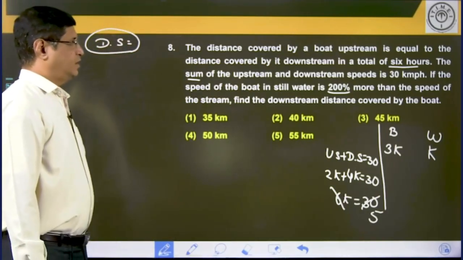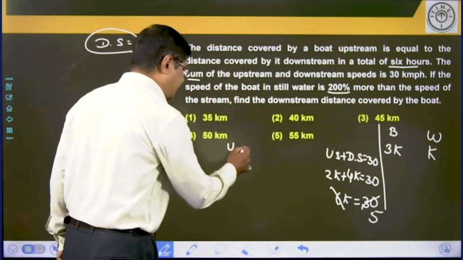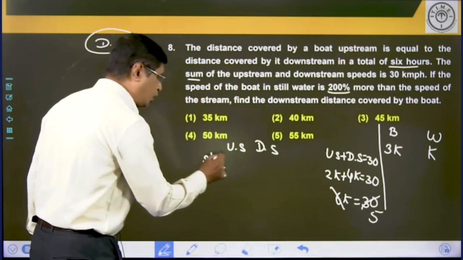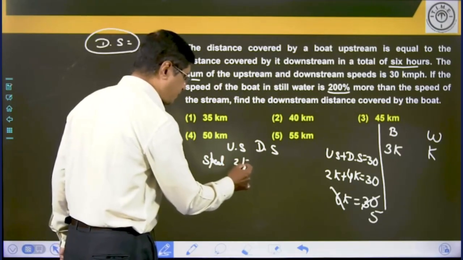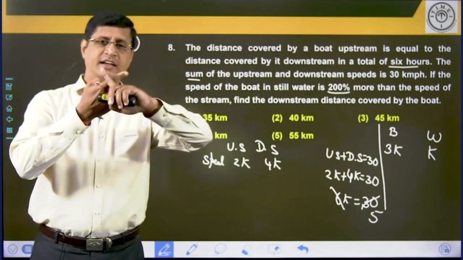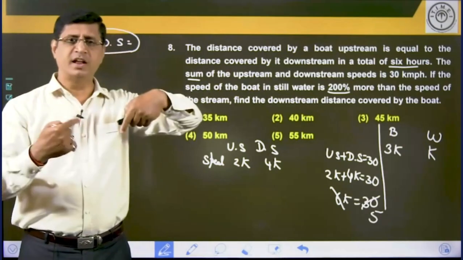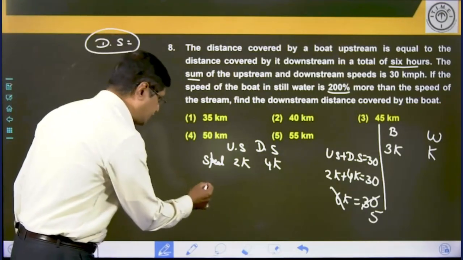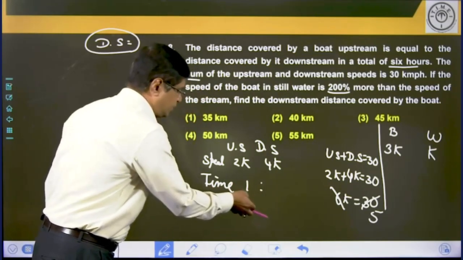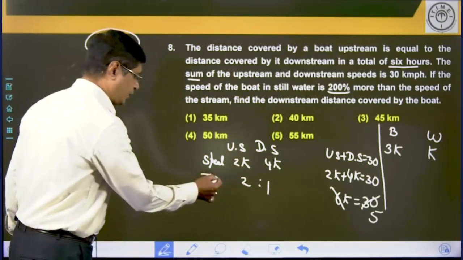My dear students, if you observe this question carefully, the speeds in downstream and upstream are 4K and 2K. Am I right or not? How are speed and time related? They are inversely proportional. As the speed increases, time decreases. Speed decreases, time increases. So, what about the ratio of their timings? The ratio of timings will be 1 is to 2 will become 2 is to 1. Am I right or not?